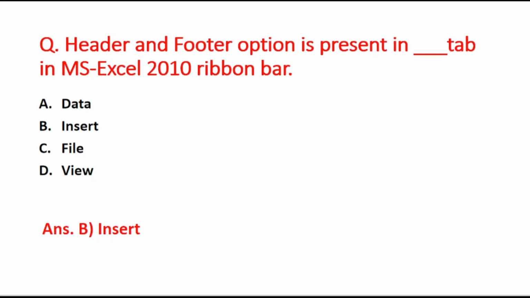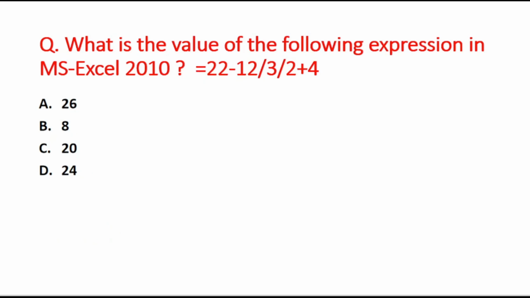Okay. Next is, what is the value of the following expression in MS Excel 2010? Equal to 22 minus 12 divided by 3 divided by 2 plus 4. So we have done quite a few questions. Here look, 12 divided by 3 divided by 2, right? So solve left to right according to the BODMAS rule. So 12 by 3 means 4. Now 4 by 2 means 2. Okay, so 22 minus 2 plus 4, when this is solved, the right answer is 24. Okay, so option D is the right answer.